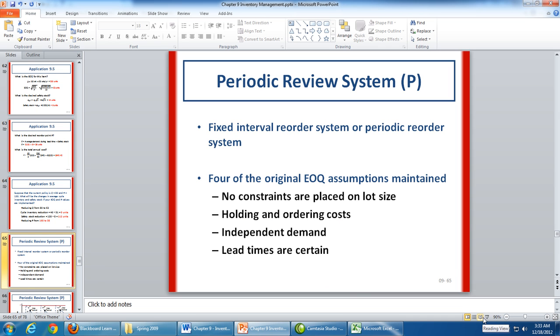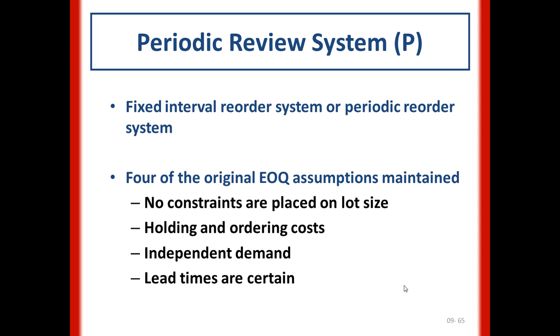Okay, next system we're going to study we call periodic review system, or P system. Sometimes we call the P system fixed interval system or periodic order system. We call it fixed interval system because in this type of system the review period is the same amount. An example can be a vending machine, where the inventory level is reviewed like once every week, on every Monday, or every month.